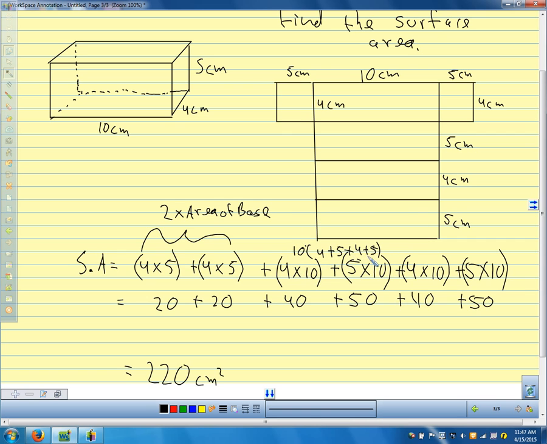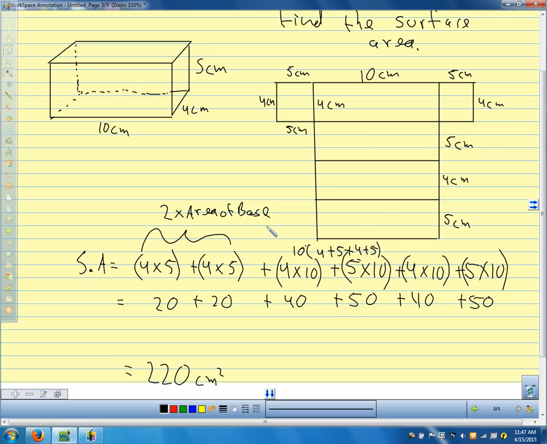Well, 4 plus 5 plus 4 plus 5. And what is that for this little rectangle? When I add the lengths of all the sides, what do we call that? The perimeter. So I'm multiplying 10 times the perimeter of the base. And 10 is the height of my prism. If I call these 2 sides my base, 10 is the height. So I have 2 times the area of the base plus the height times the perimeter of the base.